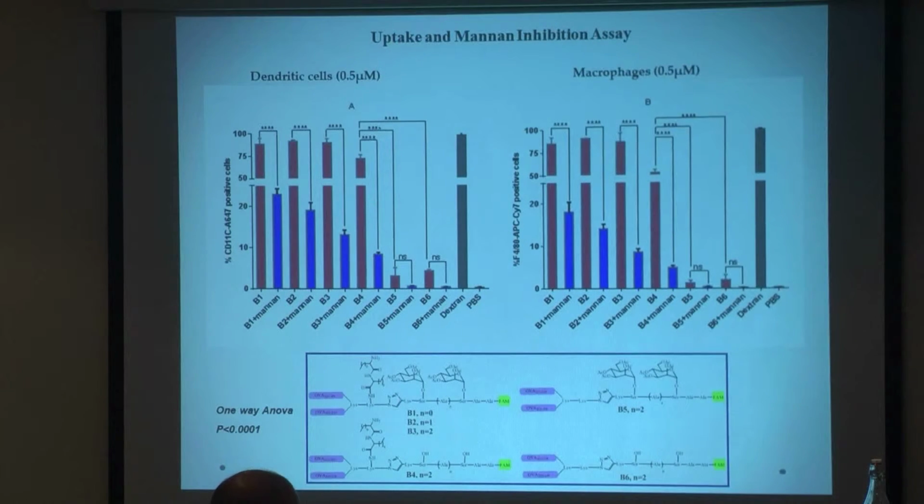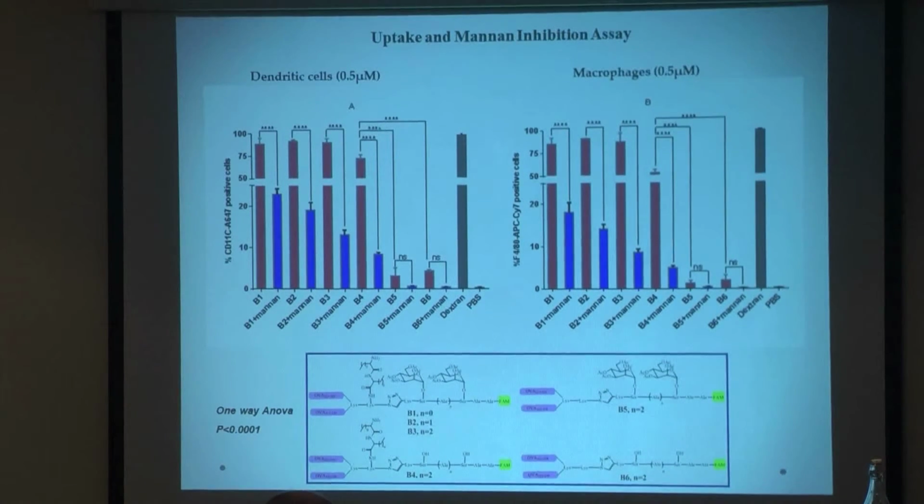And I did some mannan inhibition assay. Mannan is known to be a ligand for the mannose receptor, and it binds to the mannose receptor. So what we did was pre-incubate the cells with mannan to stop the constructs from being taken up, and then add the constructs to see how much of the uptake is receptor mediated. We saw some reduction in the uptake. As you can see, this difference shows the amount that is receptor-mediated uptake.